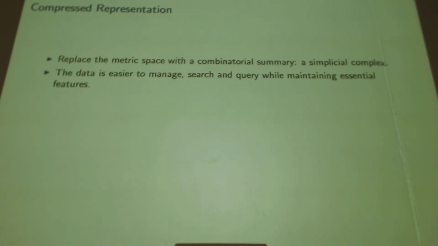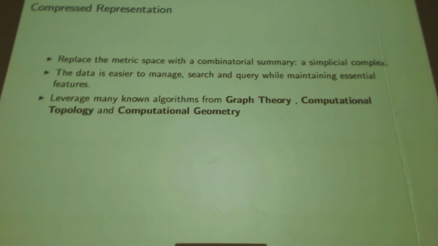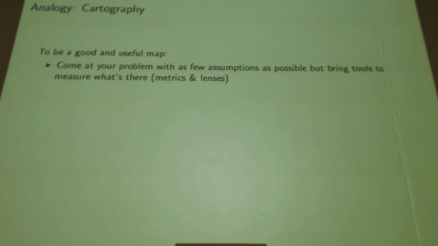So why do we do that? Well, the data is easier to manage. It's easier to search and query while maintaining the essential features of the data. Right? Those summaries contain the essential information that we want to learn. We can leverage known algorithms from graph theory, computational topology, computational geometry to understand in an automated way this output. So I've been displaying this to you with these nice visualizations, but it's not a visualization. All the information content of the summary is there before I put it on your screen, right? It's in the simplicial complex itself, and I never have to display it in order to utilize it. So this is more or less what it's about.